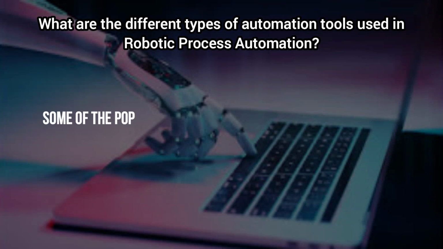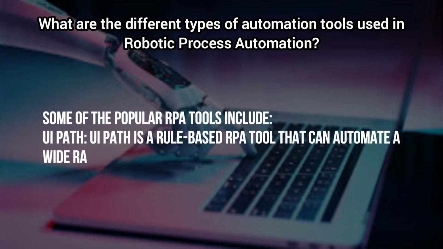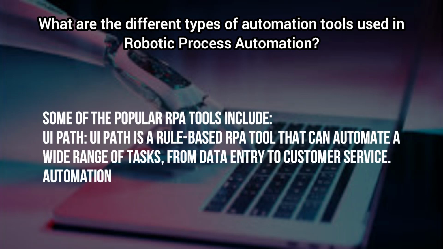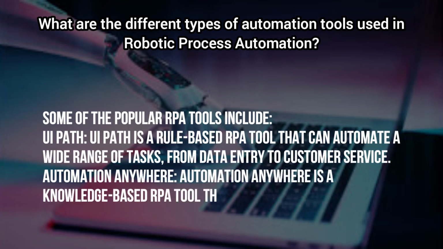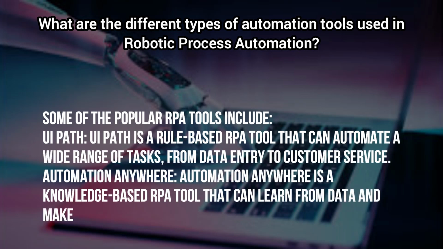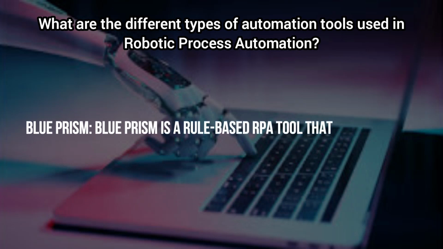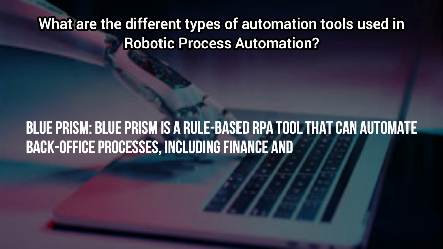Some of the popular RPA tools include UiPath. UiPath is a rule-based RPA tool that can automate a wide range of tasks, from data entry to customer service. Automation Anywhere. Automation Anywhere is a knowledge-based RPA tool that can learn from data and make intelligent decisions. Blue Prism. Blue Prism is a rule-based RPA tool that can automate back-office processes, including finance and HR.